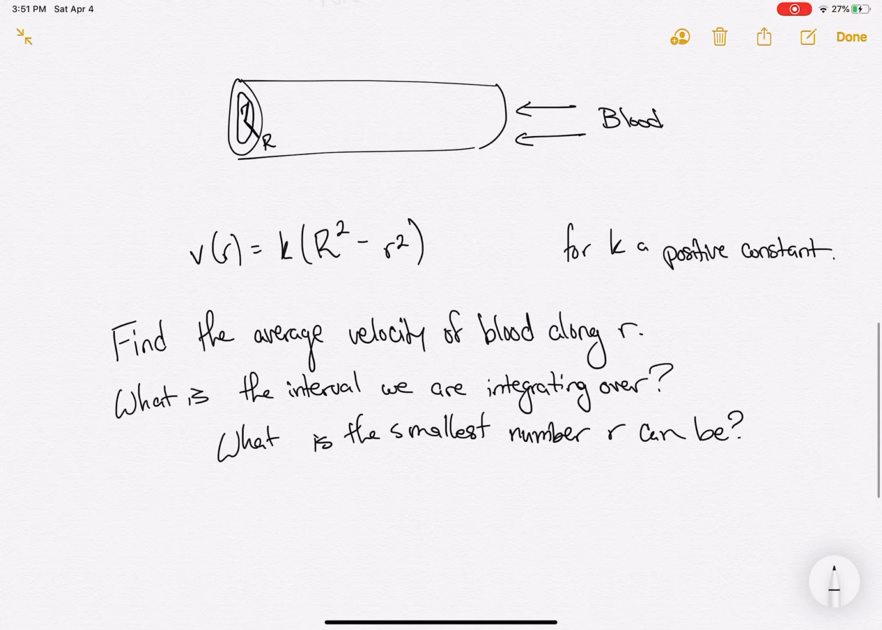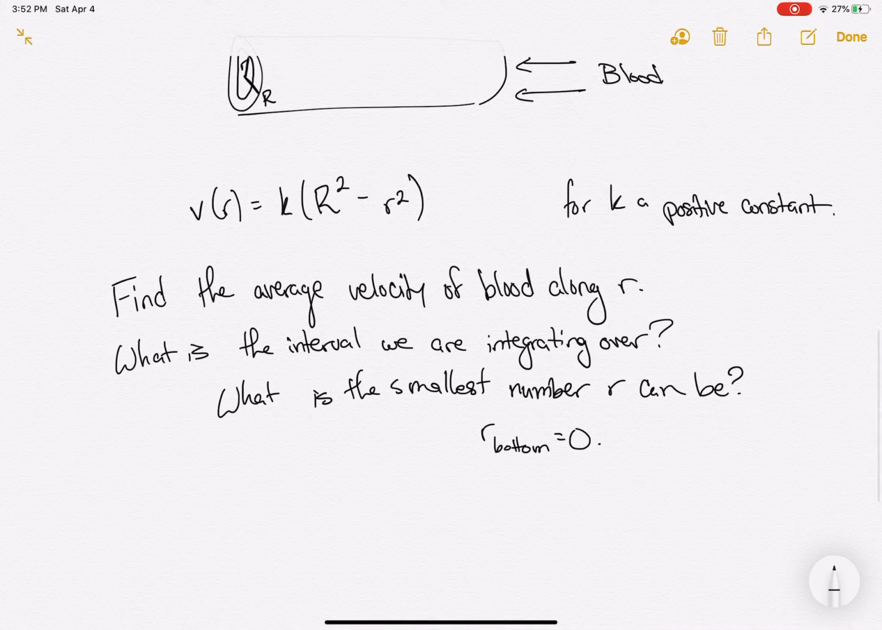And I hope you agree with me that for this to make any physical sense, the answer is 0. So I'll call r bottom 0. That would be a completely blocked artery, and then you're going to have yourself a nice heart attack. And what is the largest number little r can be?